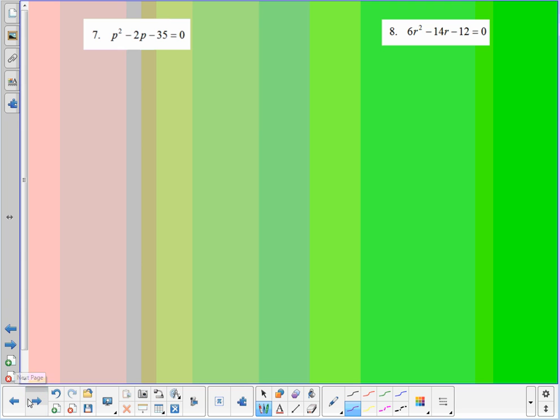All right. Let's take a look at number 7. In number 7, I have p squared minus 2p minus 35. So I need to split apart my factors. I have a top product of negative 35, and then the middle term is negative 2, and that's going to give me a negative 7 and a positive 5.